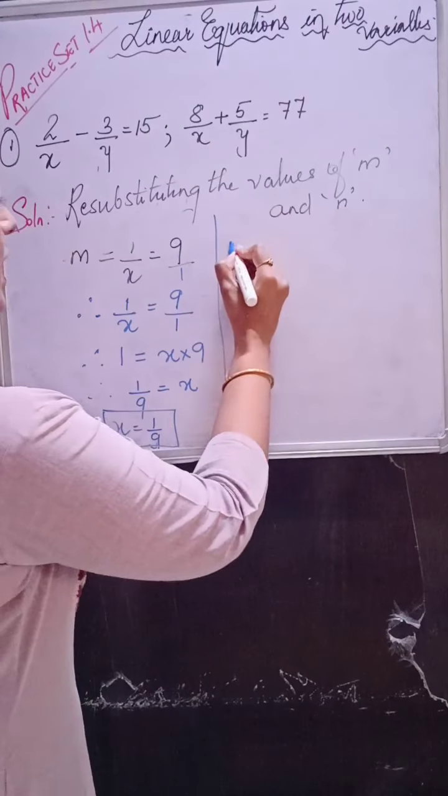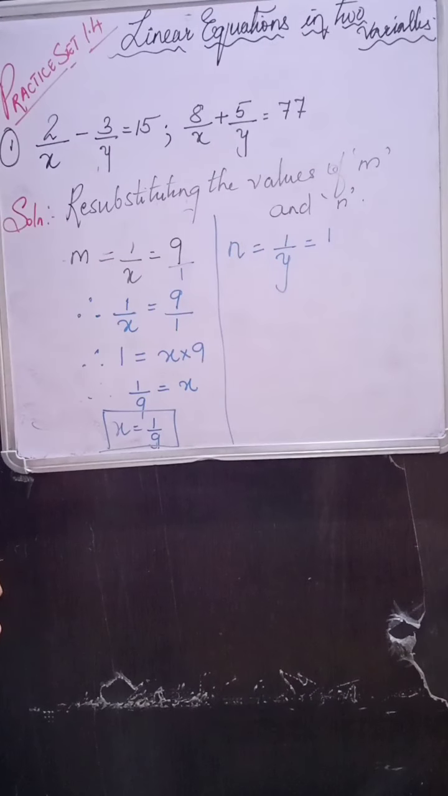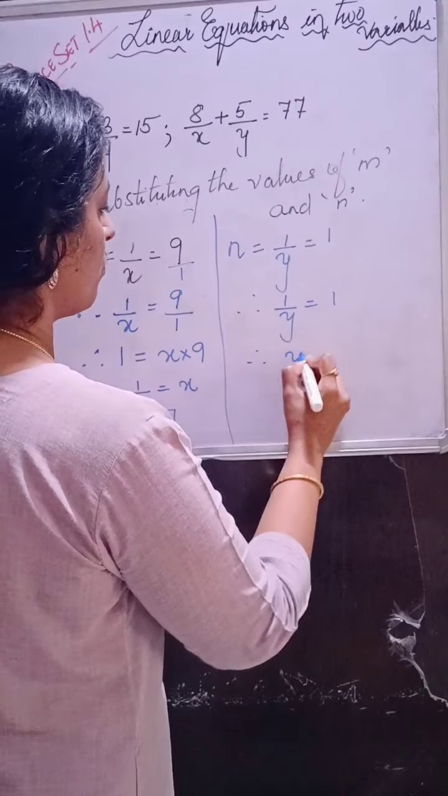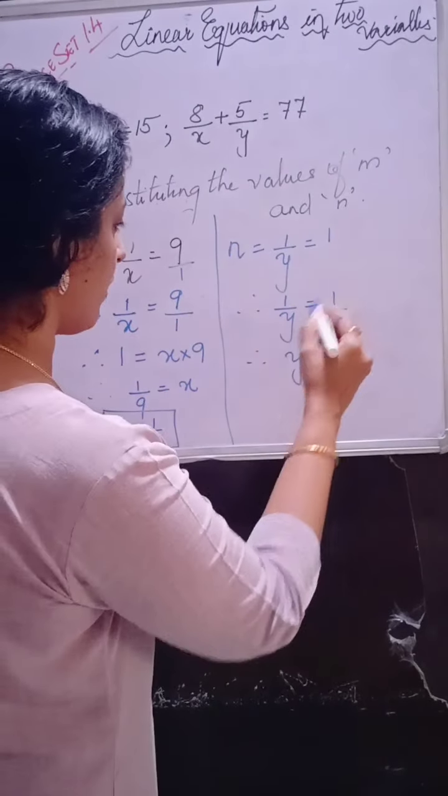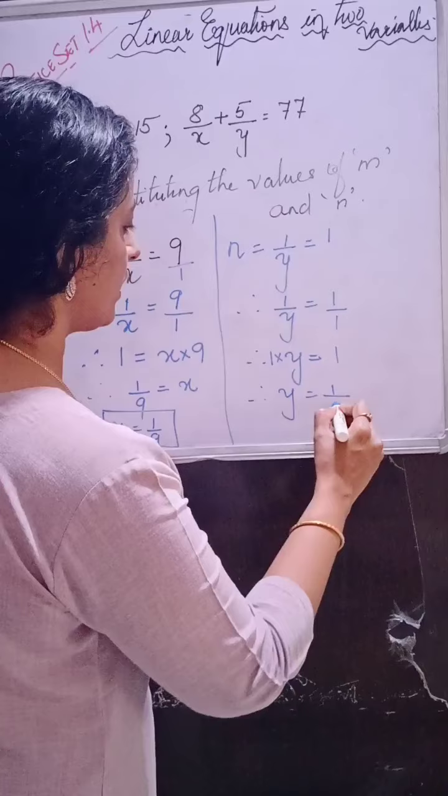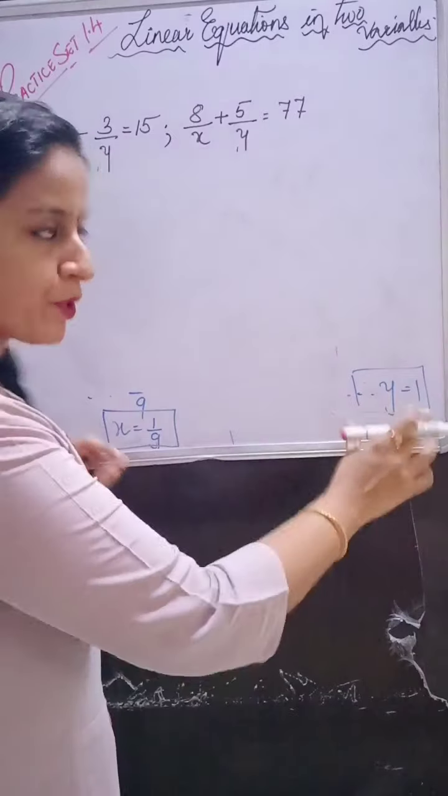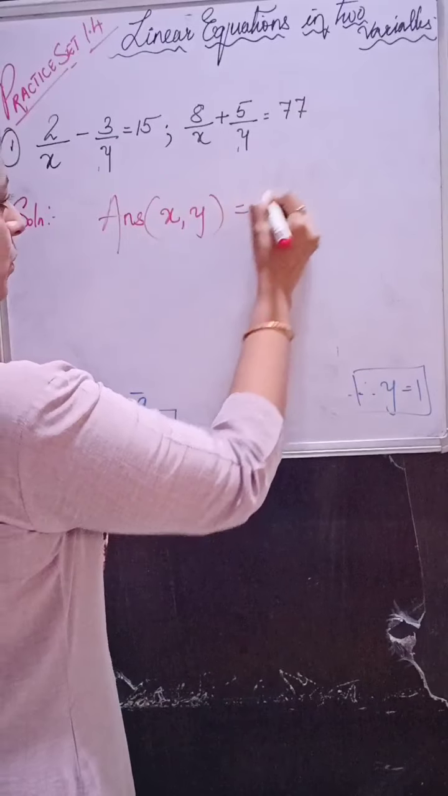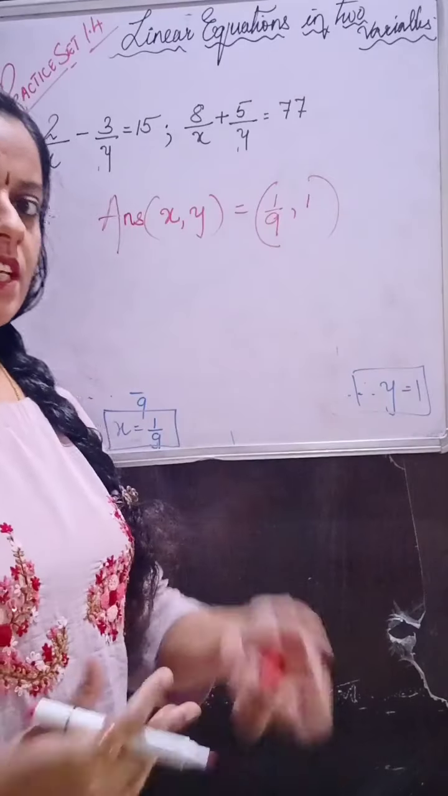Similarly, what was n? n was 1 upon y and we got the value as 1. So therefore, 1 upon y is equal to 1. So y will be, again going for cross multiplication, 1 into 1 is 1 and 1 into y is equal to 1. So y will be 1 upon 1, that is 1. So we got y as 1. After this step, you will write the final answer as x comma y is equal to x we got 1 upon 9 and y we got 1. 1 upon 1 is nothing but 1.